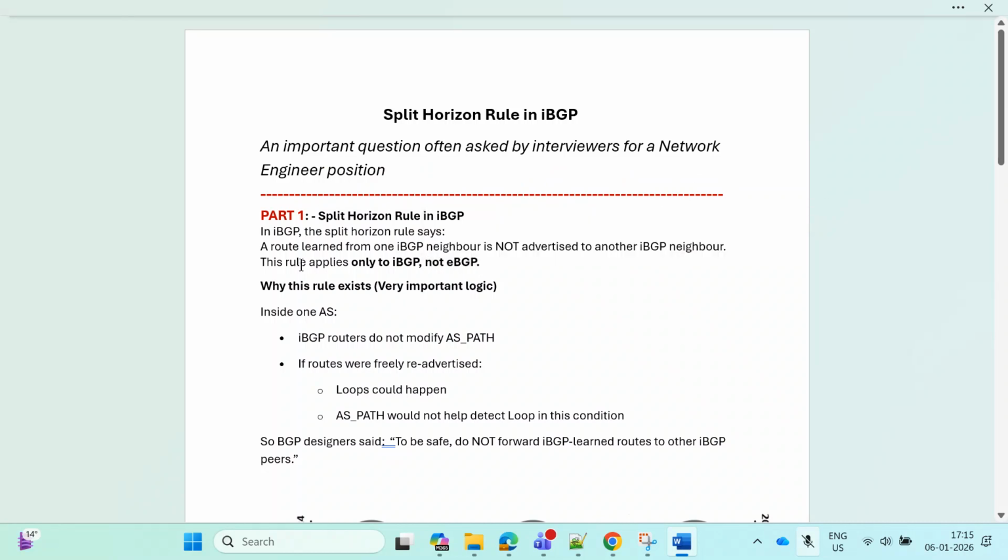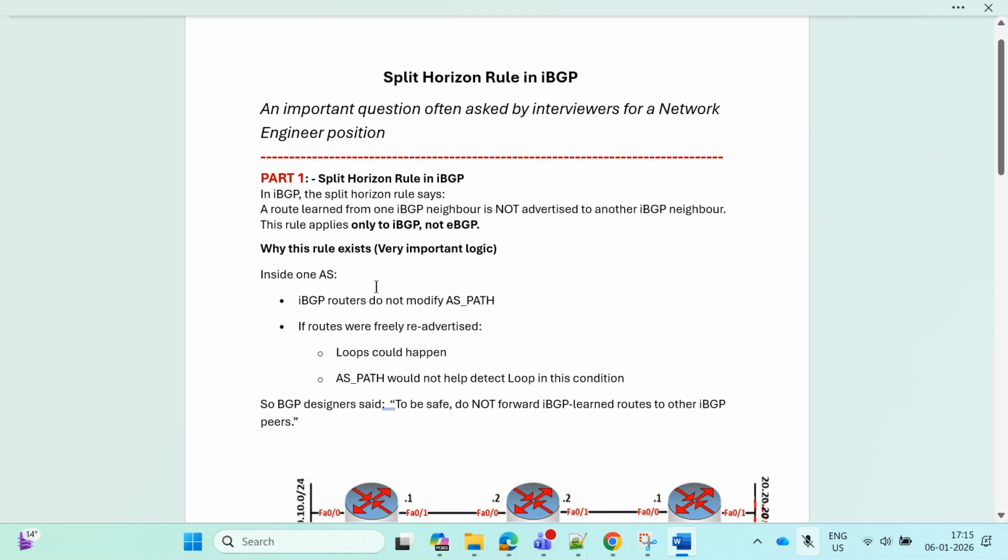And in iBGP, a route learned from one iBGP neighbor is not advertised to another iBGP neighbor. I will discuss this statement through a diagram later on. And let's talk about why this rule exists. This is a very important logic, right?